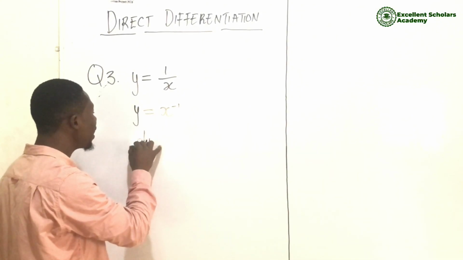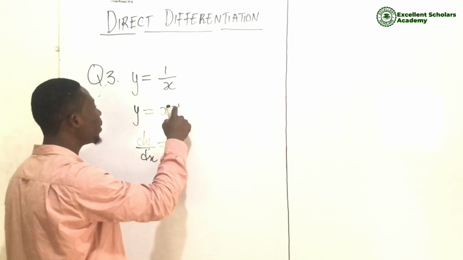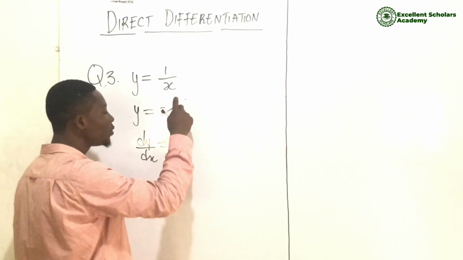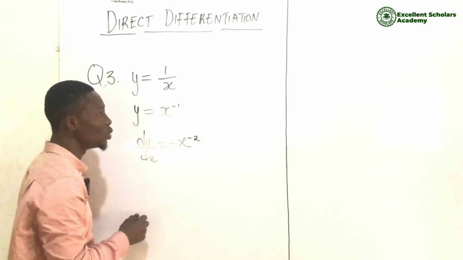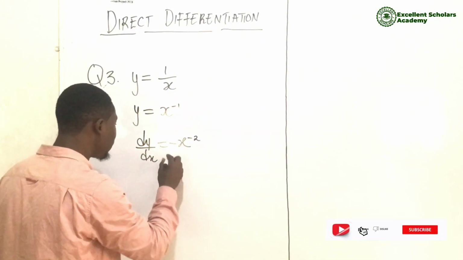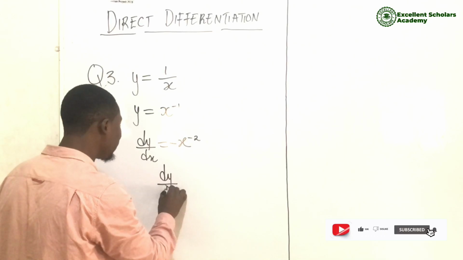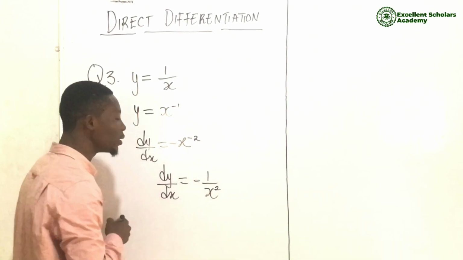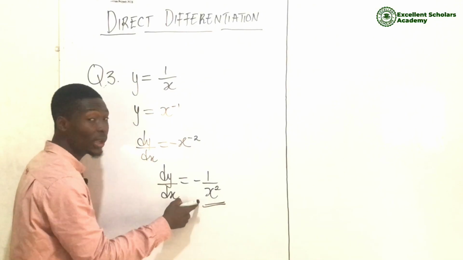So our dy/dx is going to be equal to minus 1 times this here. It gives us minus x. Then subtract 1 from this. That gives us minus 2. Minus 1 gives us minus 2. So finally our dy/dx, our final answer, can be written as minus 1 over x squared. So this is our answer.